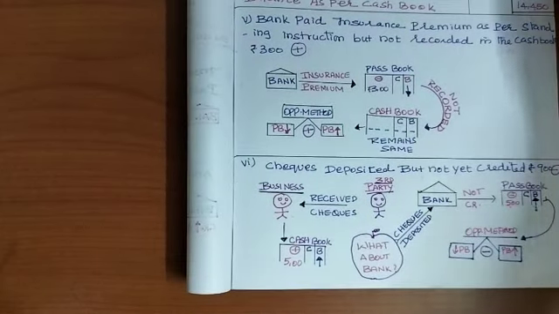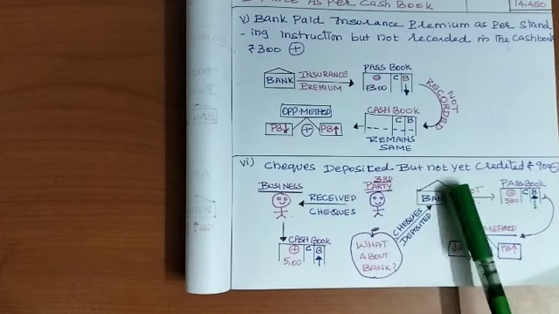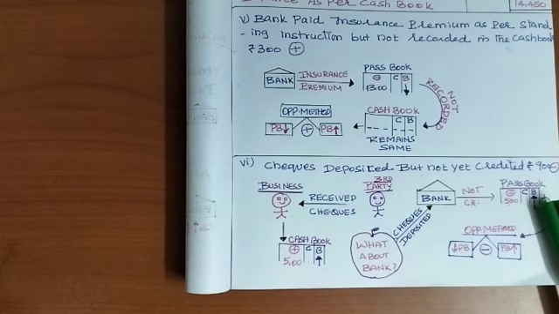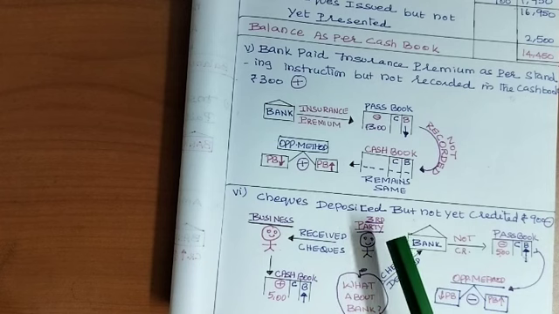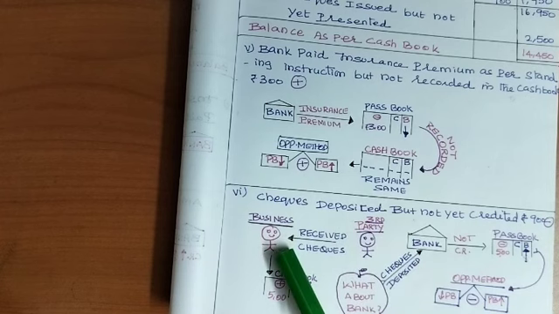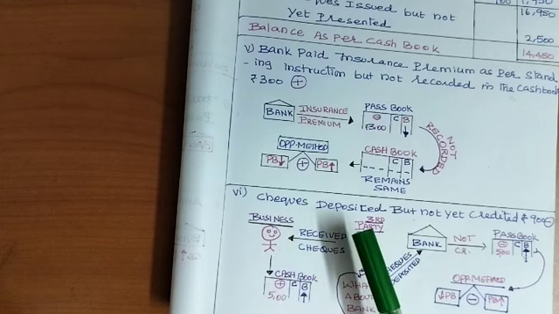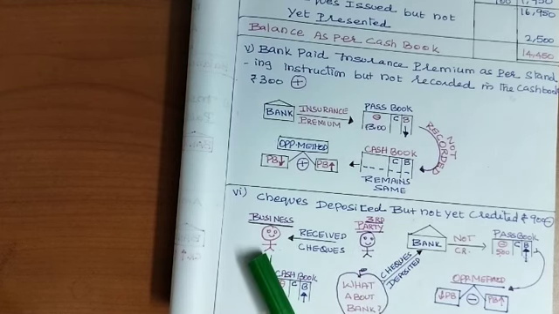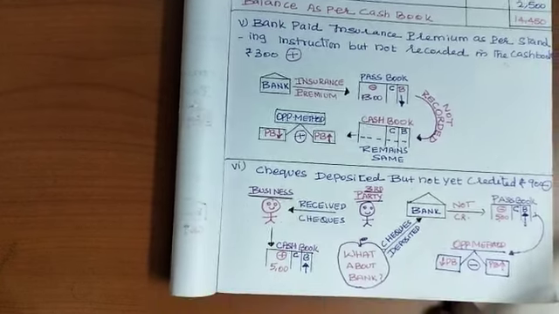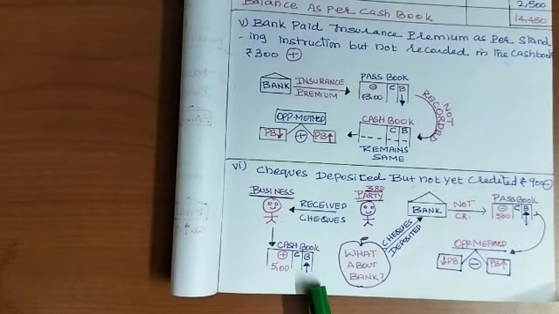That is, checks deposited but not yet credited, rupees 900. Listen here carefully. When the check was received from the third party or outside party, what do you do? You, meaning the business, immediately record it in your cash book.